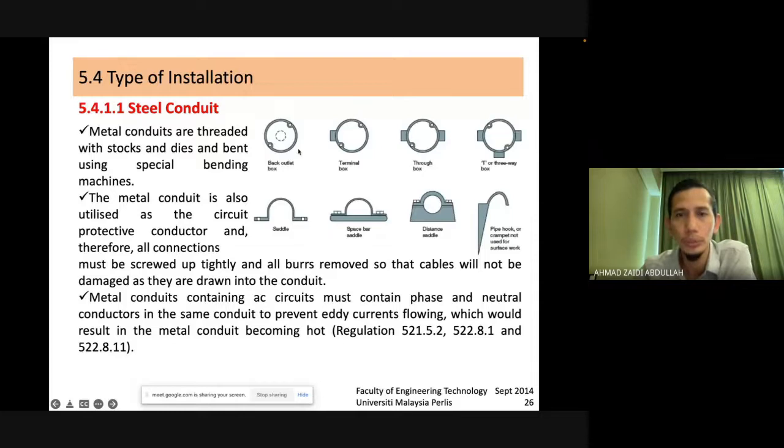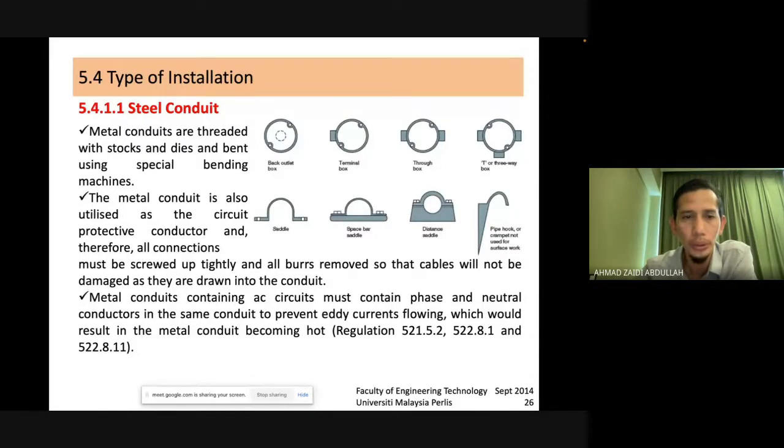So before we install the cable, we need to install the conduit first. So based on that, we must install the conduit with the proper condition and use proper accessories. This one is pipe hook lah. So we put saddle and we put hook and so on. Okay, so this is some important points when we are dealing with steel conduit.